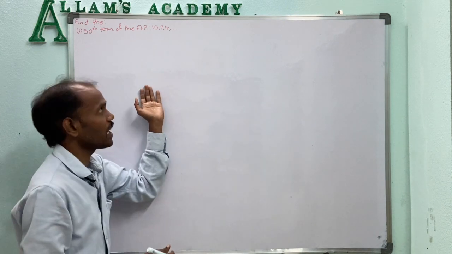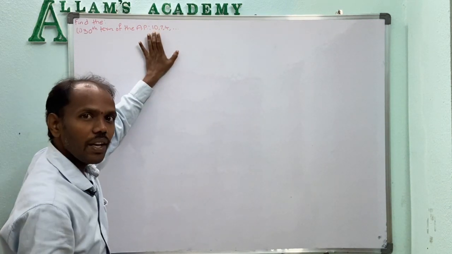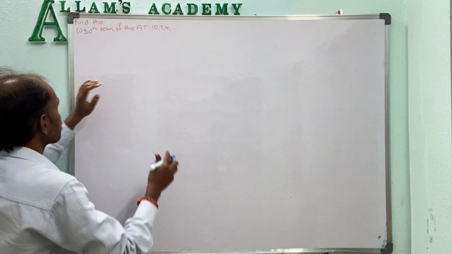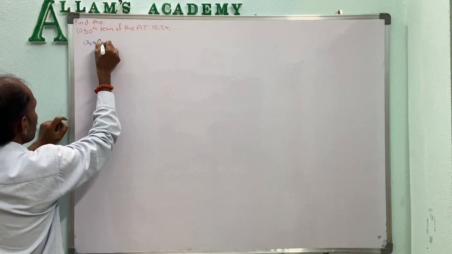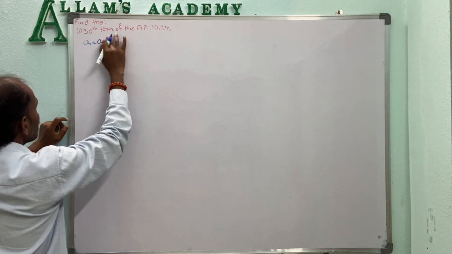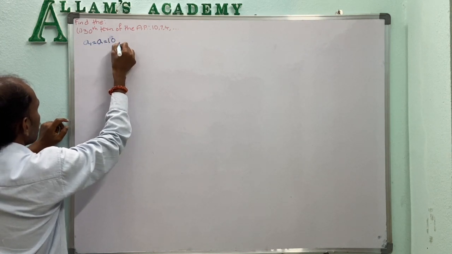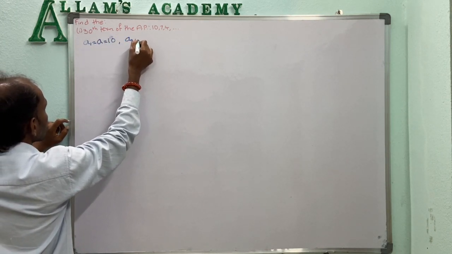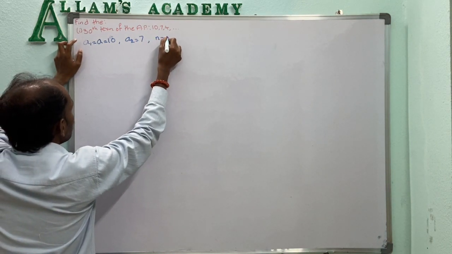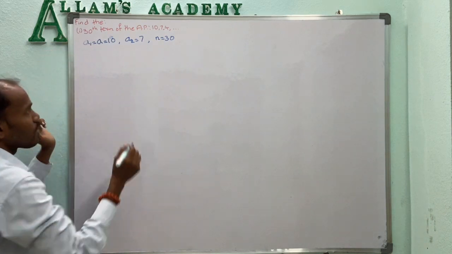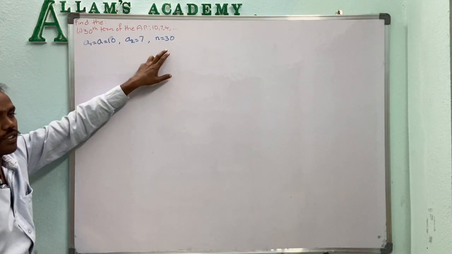So, finding that for the given series 10, 7, 4 and so on, the first term is a equal to 10, and the second term a2 is equal to 7. Now, an, that means the n value: the 30th term is asked, so n equals 30.